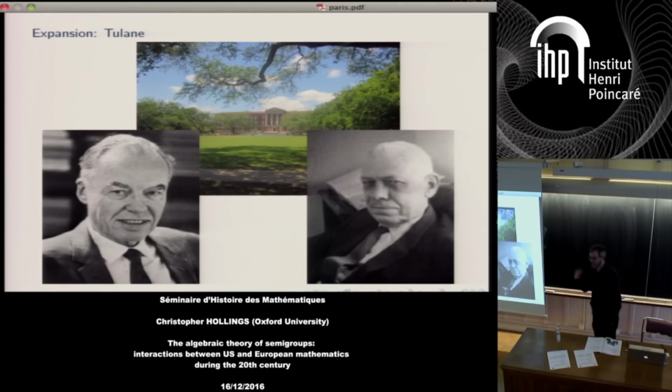Certainly semigroup theoretic work was going on in other places, but this became a major center. And I think this is where you begin to see the major American influence on the theory. The United States is where the bulk of the work on this theory is going on by this stage, so 1950 and afterwards. And so that was the story that I'd originally intended to tell.